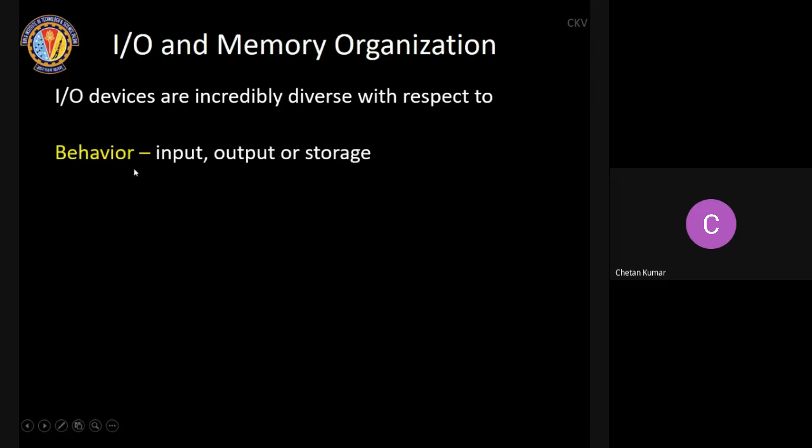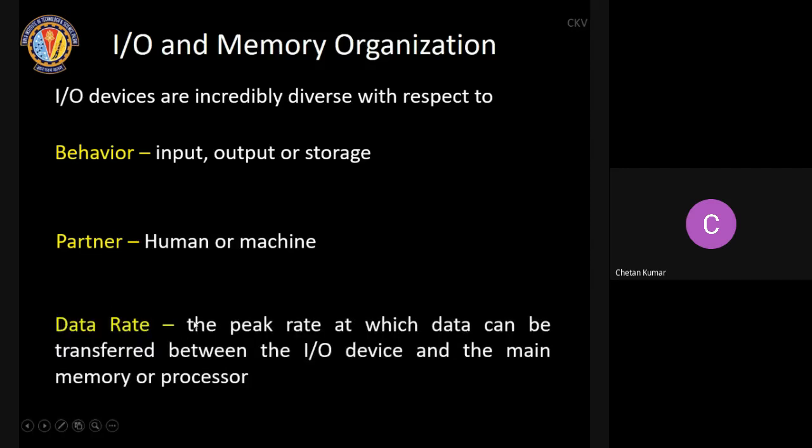Okay. So one differentiating factor is the behavior, whether it is an input, output, or a storage. As somebody mentioned, keyboard does not have a storage, and keyboard is not an output device. It's just an input device. You use it for inputting some data to the processor. And then you have a partner. The other differentiating factor is the partner. So whether that particular device is interacting with the human or with the machine only.